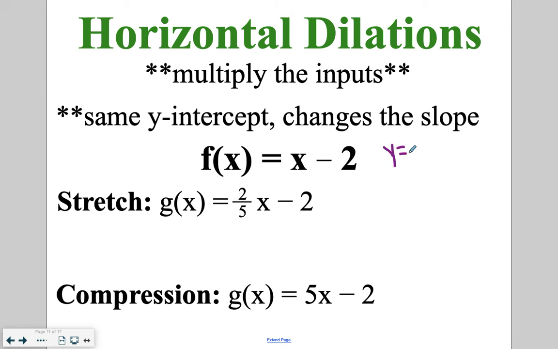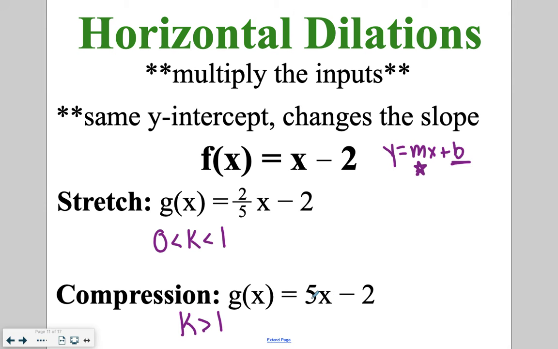So what this means for your y equals mx plus b equation is that your slope is changing and your y-intercept, your b value, is staying put. So again, if we look at the original graph of f of x equals 2x minus 2, a horizontal stretch is going to occur when our k values are between 0 and 1, for example 2/5. A horizontal compression is going to happen when k is greater than 1, so k is equal to 5 in this case.